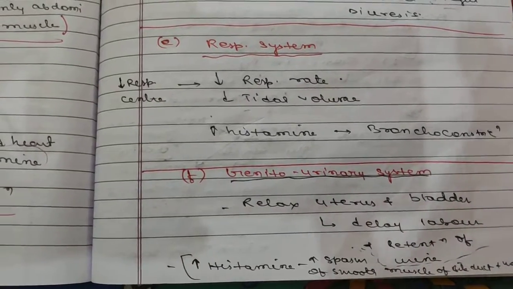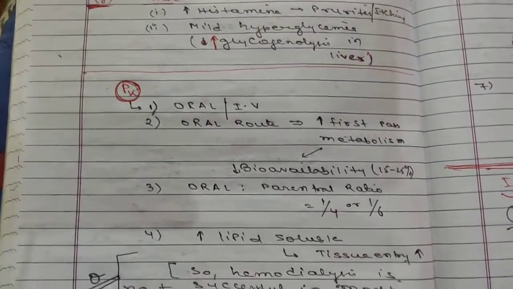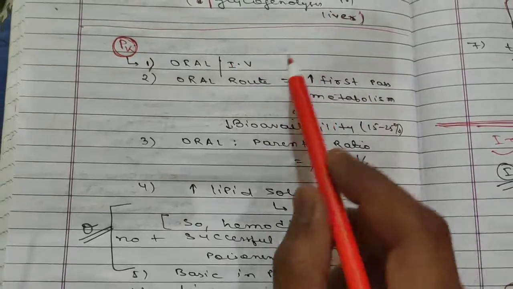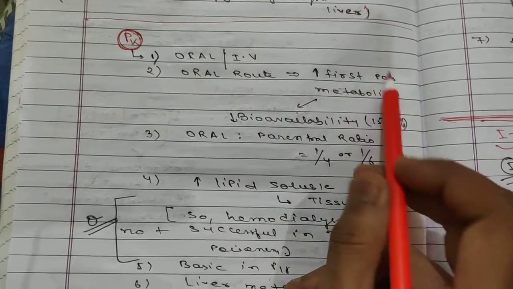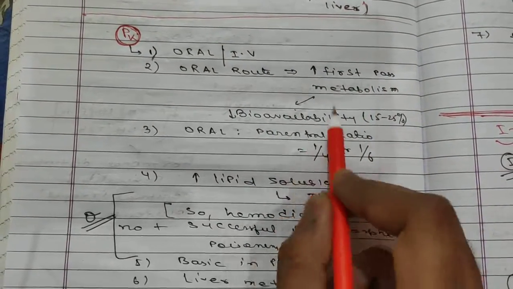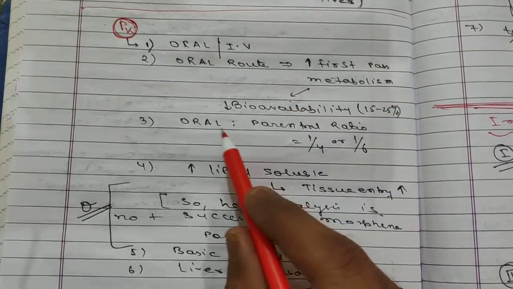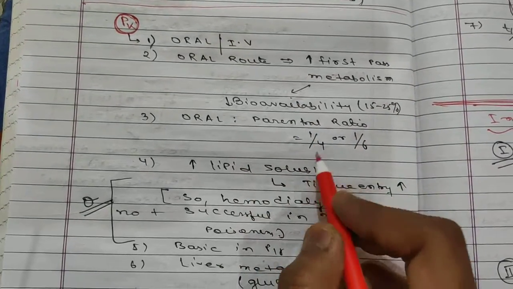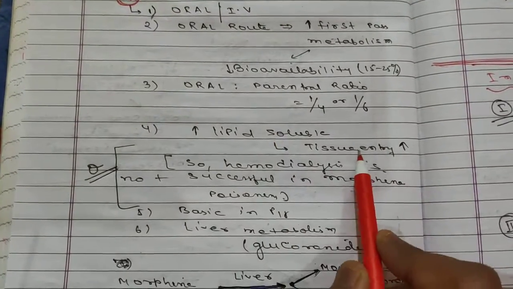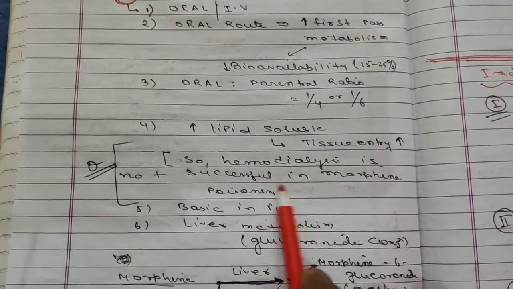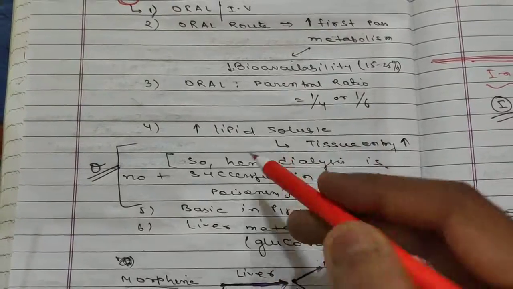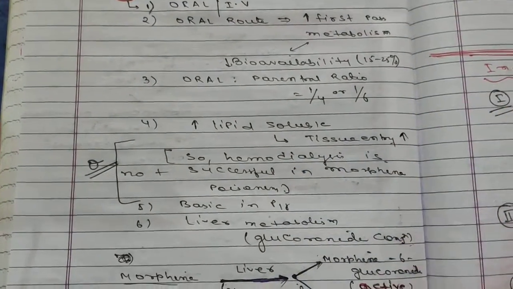Okay, now what are the pharmacokinetics of morphine? So it can be given orally or by IV route. Oral route has high first pass metabolism, so bioavailability is very less. Oral to parenteral ratio is 1/4 or 1/6, like this. Increased lipid solubility, so tissue entry will be fast. So hemodialysis is not successful in morphine poisoning because of the high lipid solubility and high tissue entry.